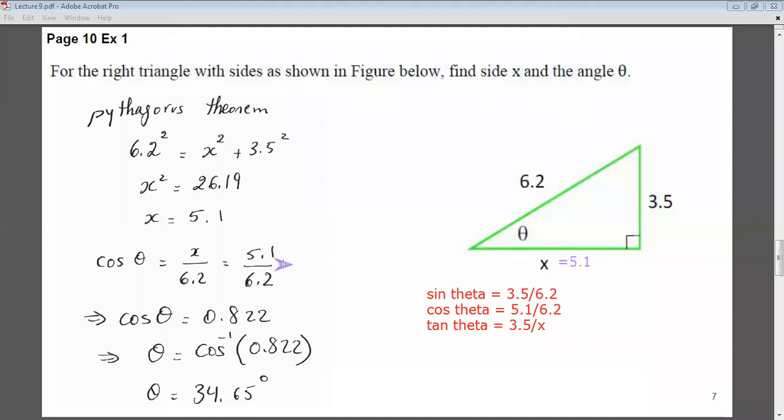I use cosine theta. So cosine theta is x over 6.2, so it's 5.1 over 6.2. Cosine theta equals 0.82. To get theta on the scientific calculator, you put cosine inverse 0.822. This is called cosine inverse. You can find it on your calculator: you put shift cosine. So shift cosine 0.822 will give you this answer.